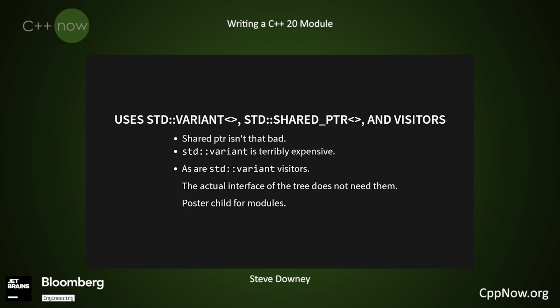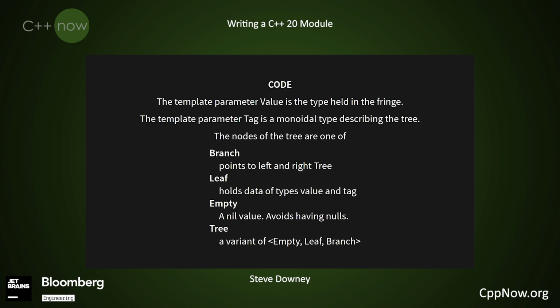The actual interface of the tree doesn't need to expose variant or visitors at all, other than that it accepts a visitor object to iterate over. So essentially, this is a poster child for modules, in the sense that there's implementation that customers don't need at all to use it, but templates right now mean that they're forced to. Okay, I'll show the code in a minute.